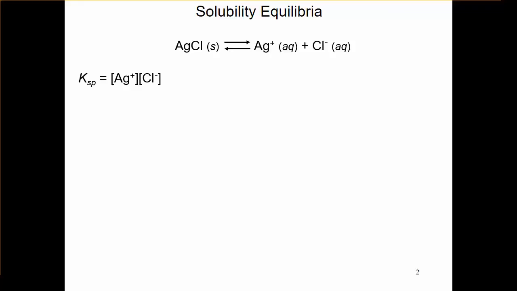This is the equilibria of it. Silver chloride dissociates into silver and chlorine. Okay, so silver chloride is the solid. Silver and chlorine are aqueous, and they are therefore dissolved in equilibria with silver chloride.